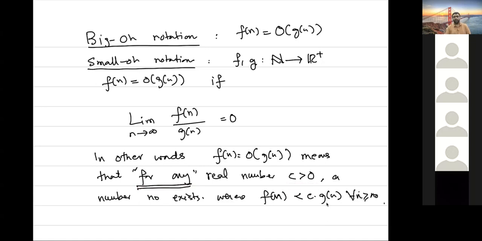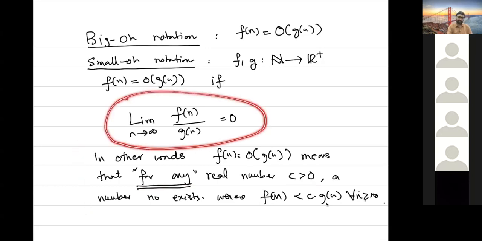So if it holds for one, it should also hold for 0.5. It must hold for a half. It must hold for a quarter. It must hold for 1/3, or 1/5 or 1/10, or any positive number, small or big, it must hold, right? So this is the difference. If it holds, then we say that it's smaller. And if you do not want to go into that complexity and details, this limit definition is enough.